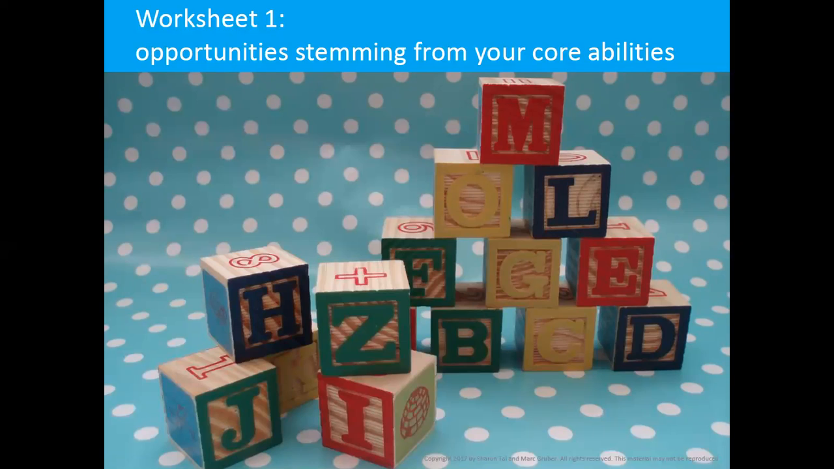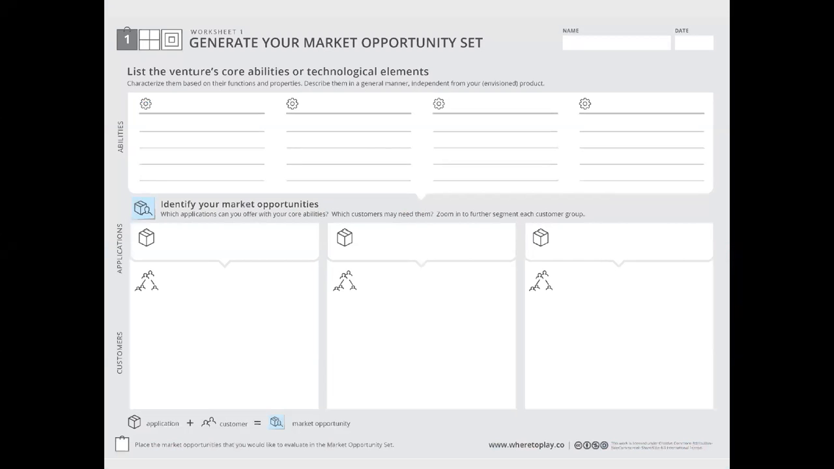You can use some of them to build your tower. You can use them all to build different towers. And these towers would be your applications or offerings. So we want to urge managers and business leaders to think in a flexible, more generic manner about their core abilities. To do that, you can use worksheet 1 of the Market Opportunity Navigator.